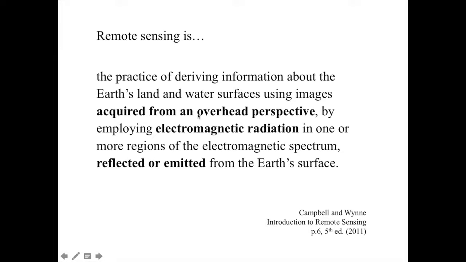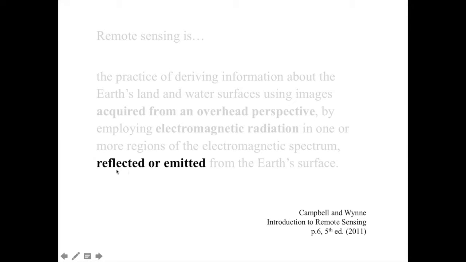So far, we've looked at what it means to be acquired from an overhead perspective, and also we've talked a bit about electromagnetic radiation. In this last part of this section, I'd like to look at the distinction between reflected or emitted electromagnetic radiation and what that means for remote sensing.